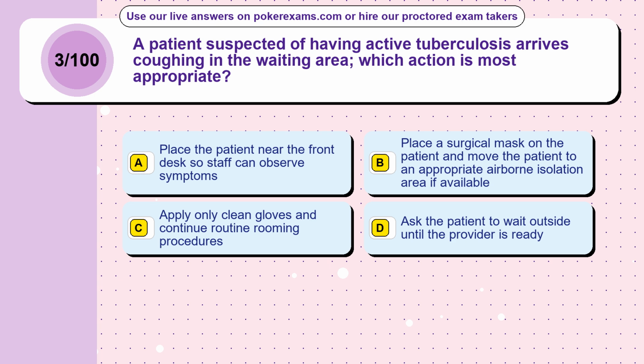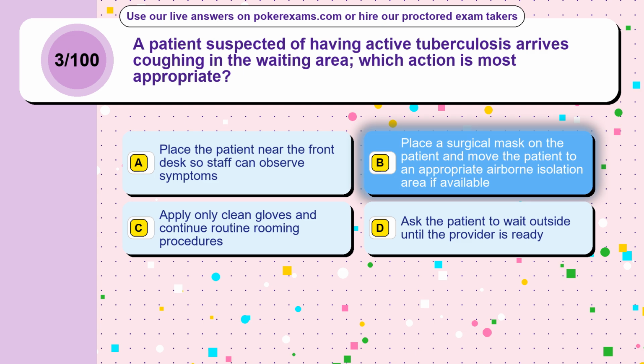Option D. Ask the patient to wait outside until the provider is ready. The correct answer is option B. Place a surgical mask on the patient and move the patient to an appropriate airborne isolation area if available.